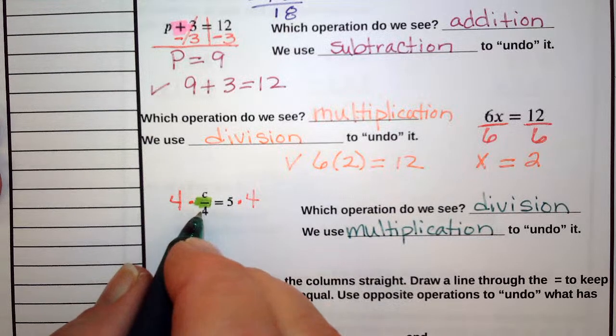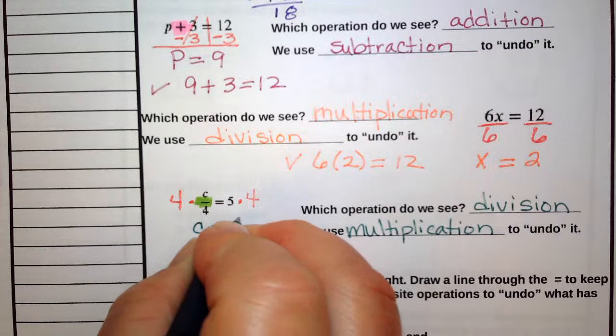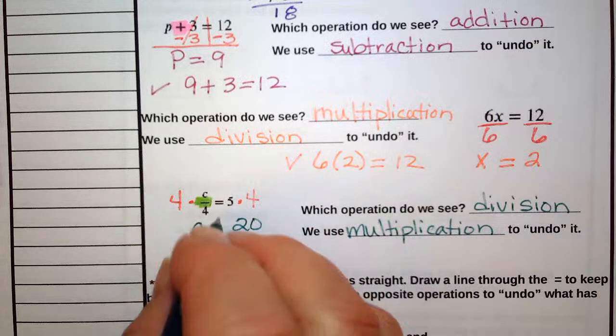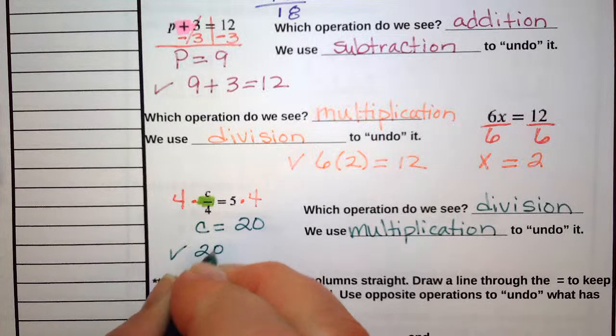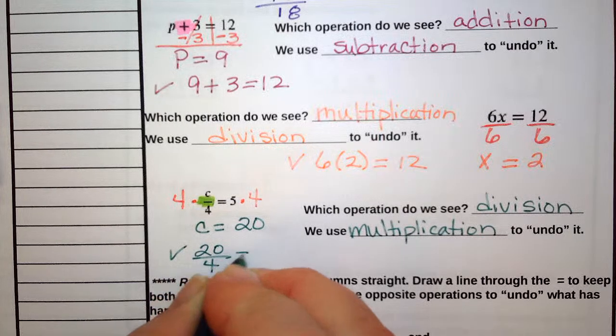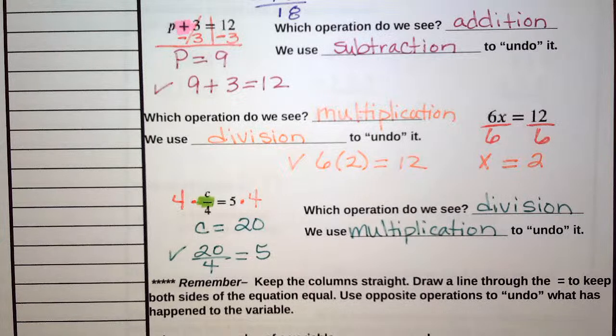Four divided by 4 is 1. 1 times c is c. So c is equal to 20. 5 times 4 is 20. How do I check it? 20 divided by 4 is equal to 5. So I know I've got it correct.